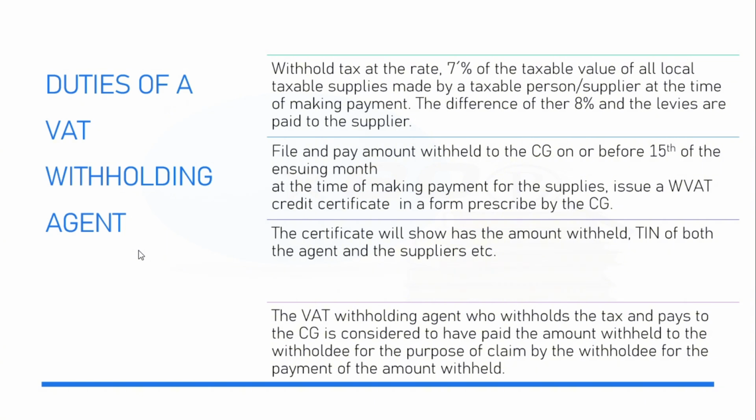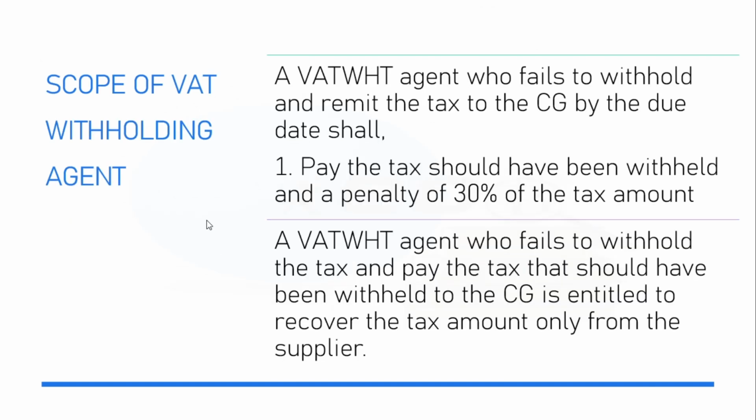I'll tell you. So for the VAT withholding agent, when you fail to withhold the tax, you are to pay 30%, including the tax that you failed to pay. So what happens is, when the VAT withholding agent fails to withhold the tax, or he fails to pay the tax to GRA, you pay 30% of the tax you fail to withhold, and then you also pay the tax itself to GRA. So you are paying the tax itself plus 30%. The 30% is penalty to GRA.